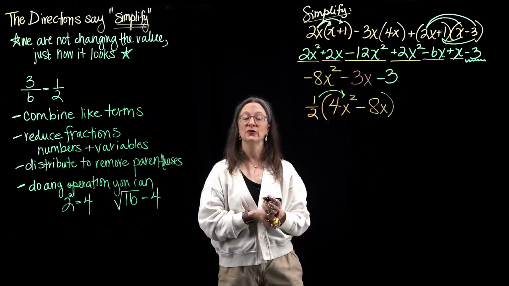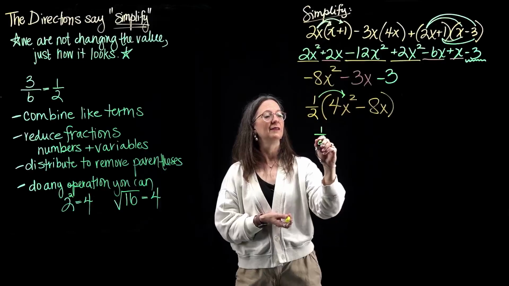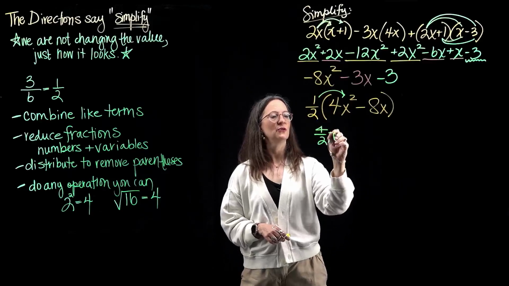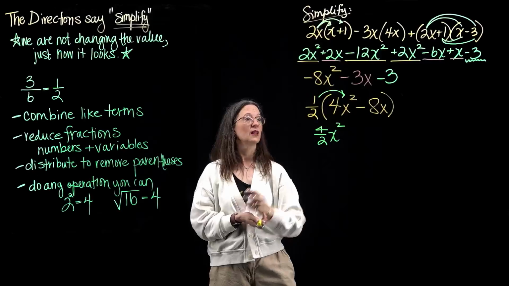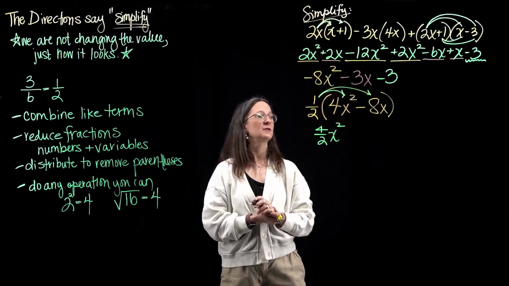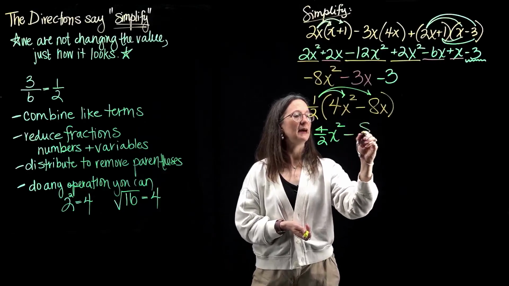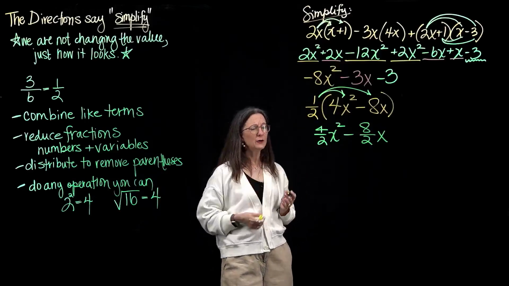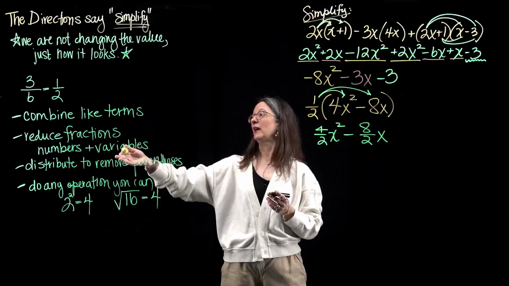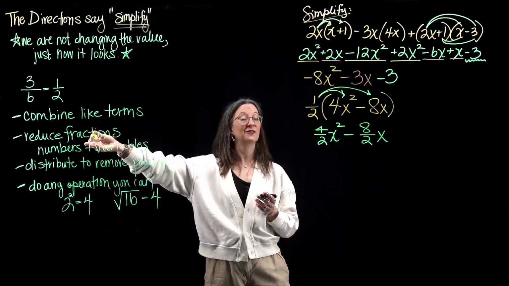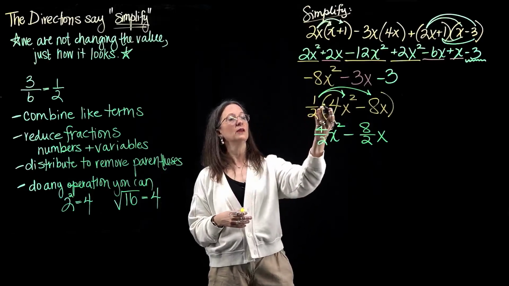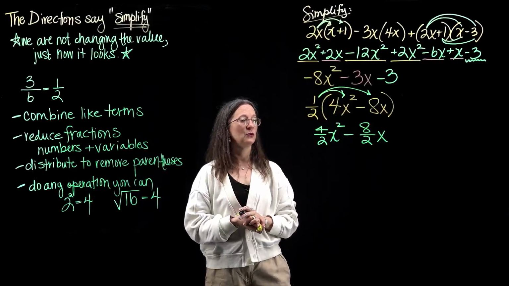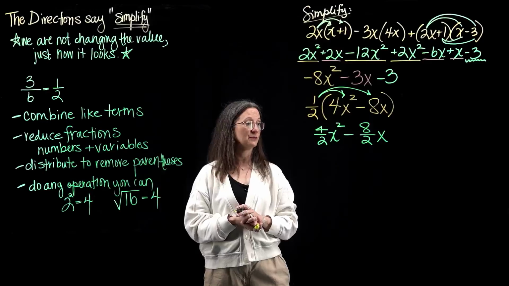So 1/2 times 4x squared would be, let's see, I'm going to write that a little bit different. I'm going to write it as 4 over 2 x squared. And then 1/2 times minus 8x would be minus 8 over 2x. Now you might wonder why I wrote it that way. That's to make the point that we do need to reduce our fractions. If this weren't a 1/2 that was so easy to see, it might be more difficult to remember that we have to reduce that fraction.